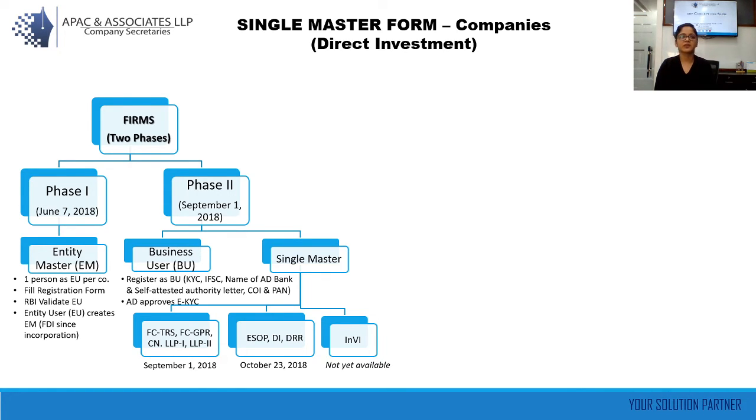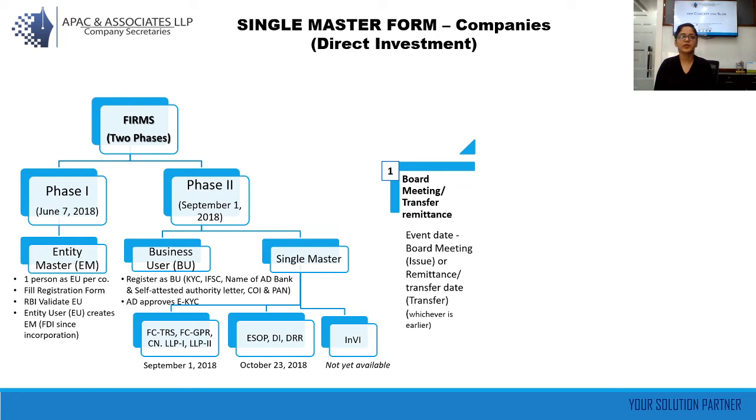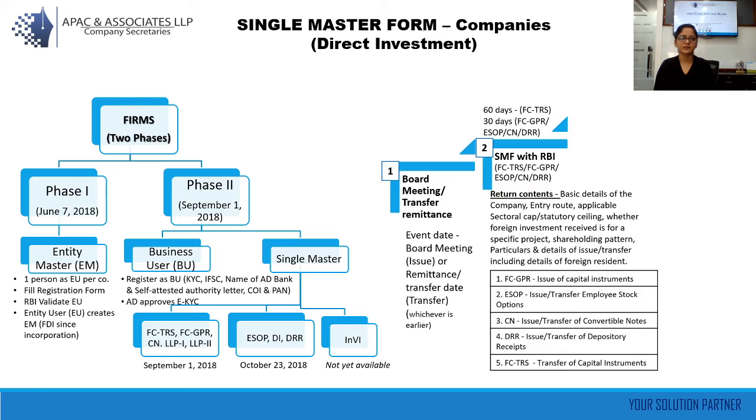The process begins with the approval for issuance of capital instruments or convertible notes or employee stock options to a person resident outside India in the board meeting of the Indian company, or the date of transfer of capital instruments or convertible notes or employee stock options, or remittance of funds between a person resident outside India or within India, whichever is earlier. The next step is filing of the relevant part of SMF.